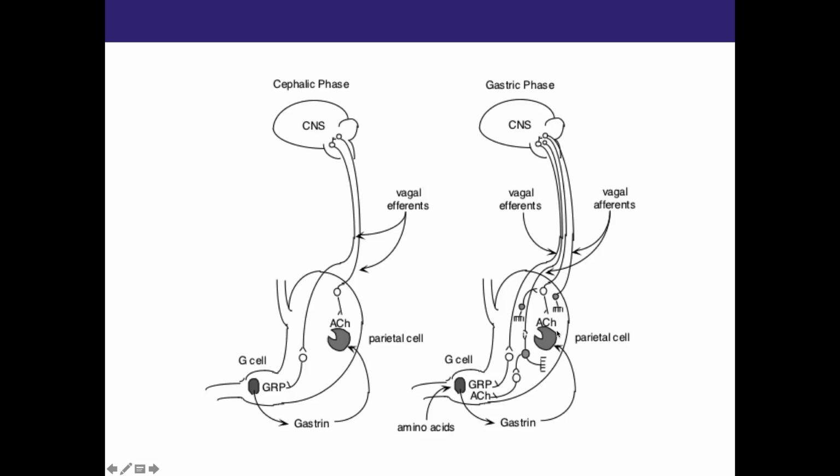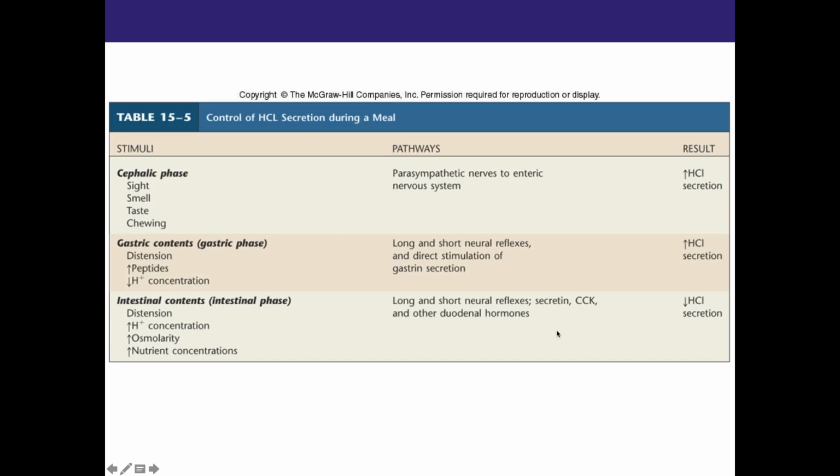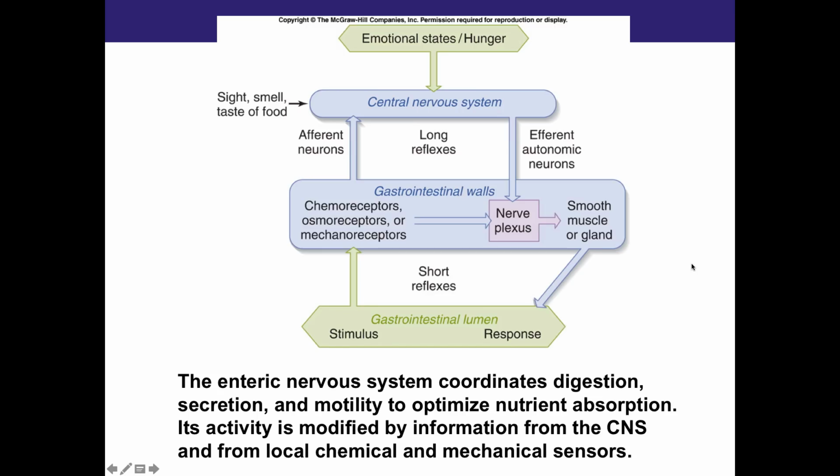So I've included some tables just to help you. You can see the cephalic phase and the gastric phase. The end result is an increase, both of them, in hydrochloric acid secretion. More tables. Again, there are long and short reflexes. The long reflexes go all the way to the central nervous system and back. The short reflexes are confined to the stomach.